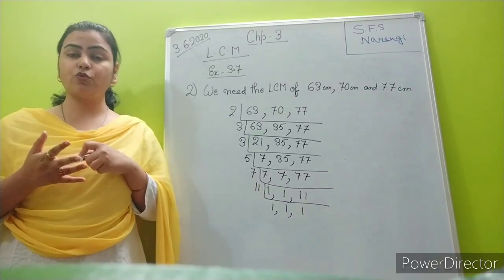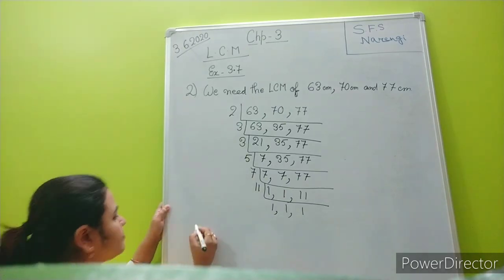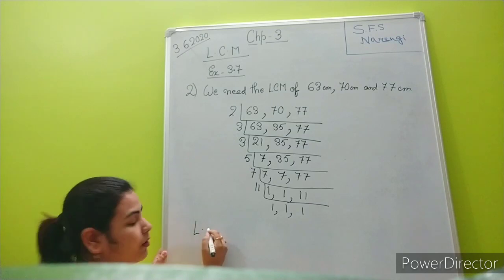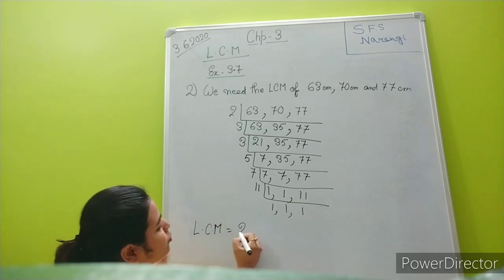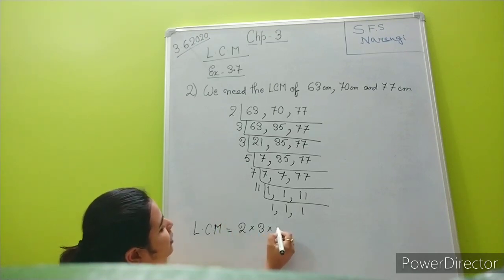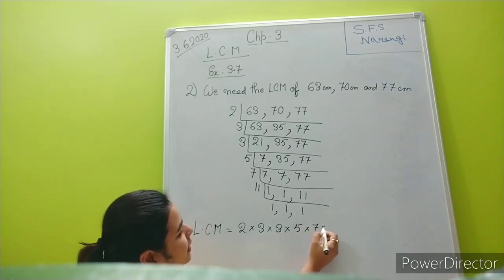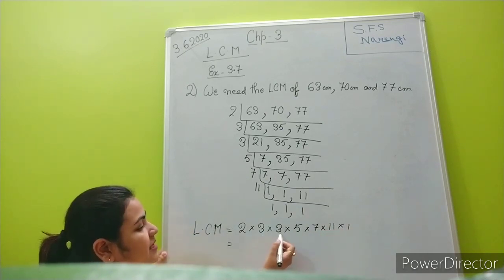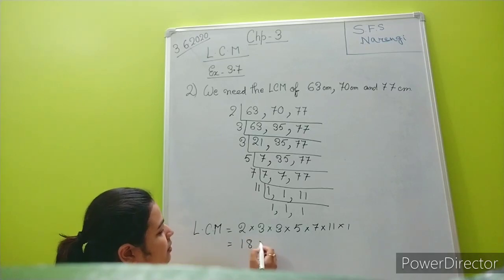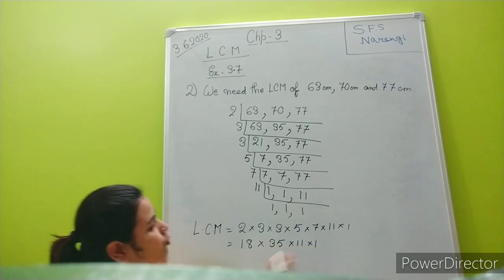So simply what we need to do, we need to find out the LCM now, right? So let's find out. It's visible, right children? Yes. So 2 into 3 into 3 into 5 into 7 into 11 into 1. So 2 3s are 6, 6 3s are 18, into 7 5s are 35, into 11 into 1.